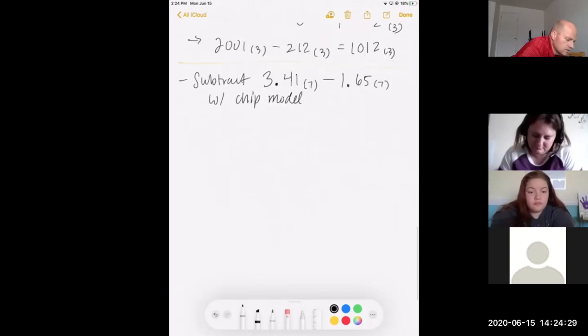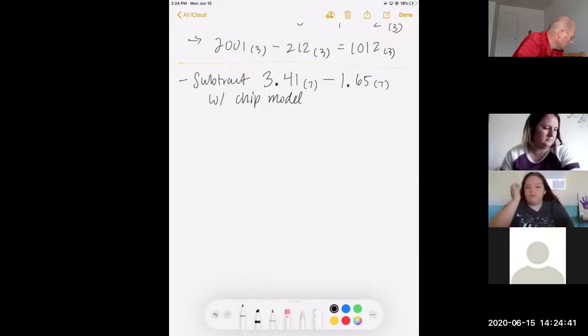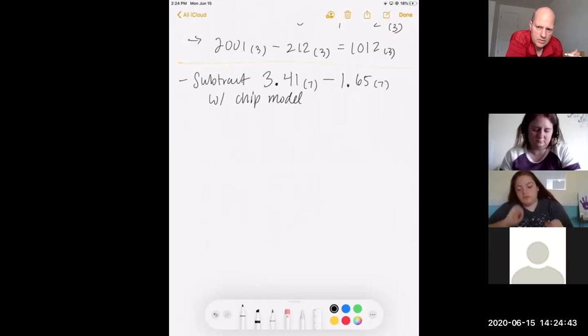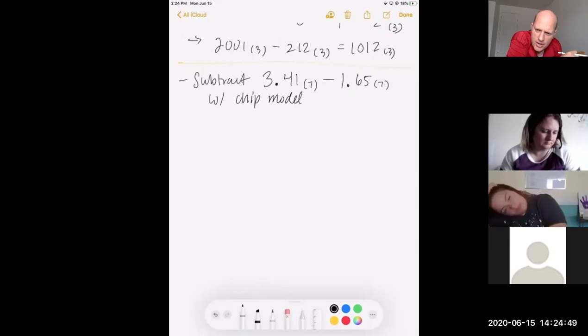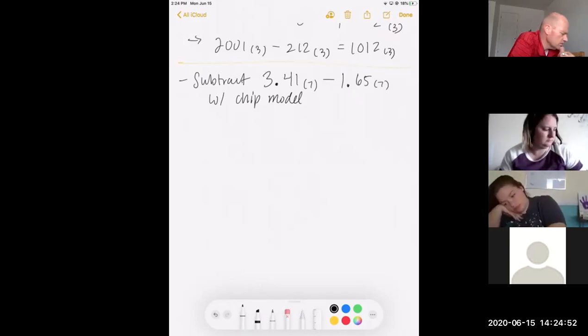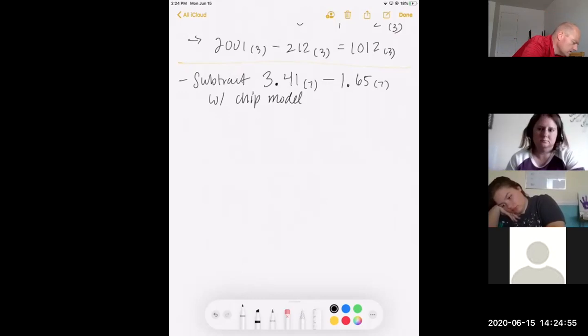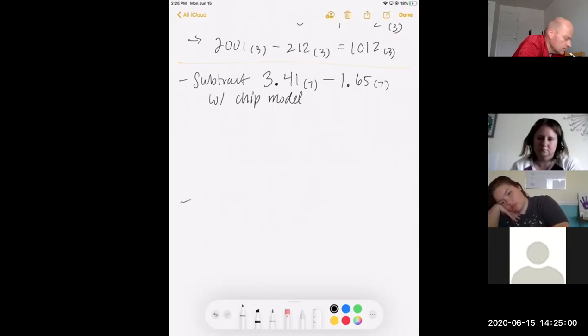Okay. And then, so here, I'm going to put you in random other groups. We want to subtract those using a chip model, but we're also going to think about what it means for the word borrow, and other options for the word borrow. What is misleading about the word borrow if we use that in teaching? And what other words can we use? So that's the next part here. We're going to subtract those using a chip model, and we answer these questions.